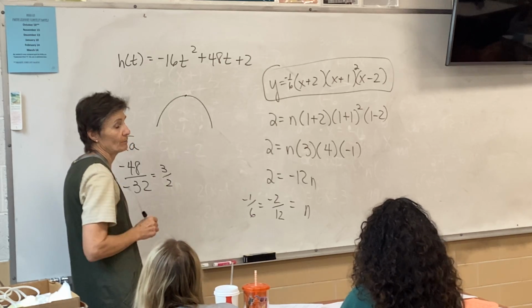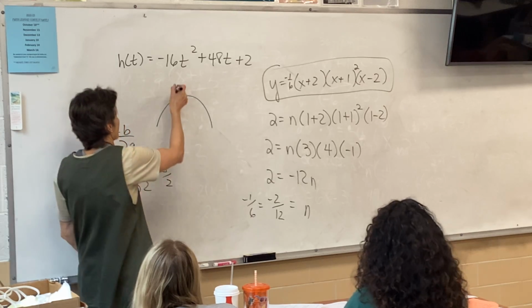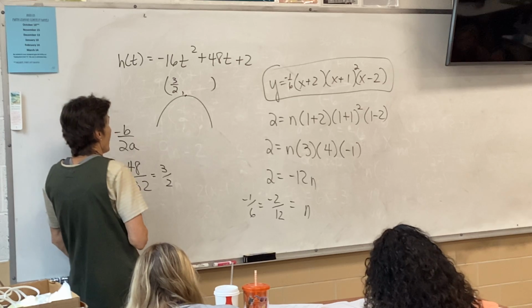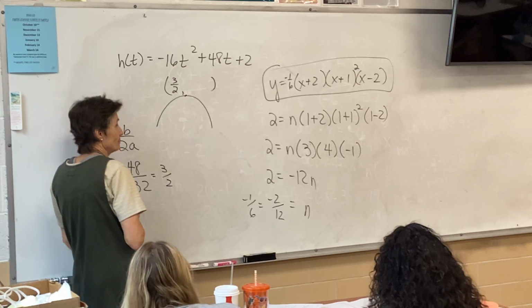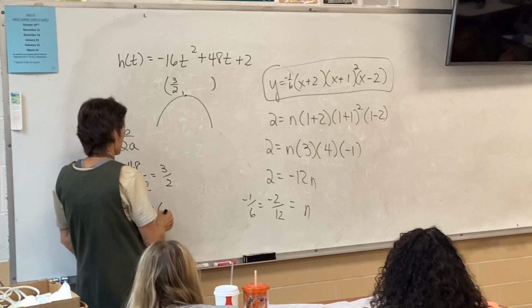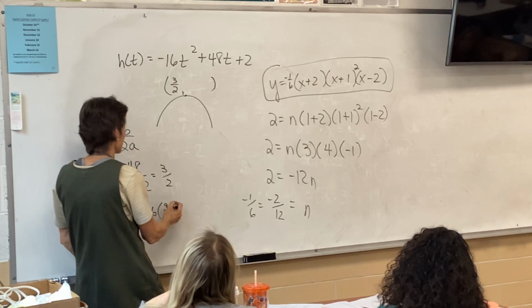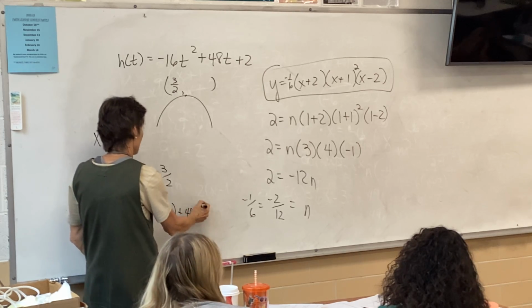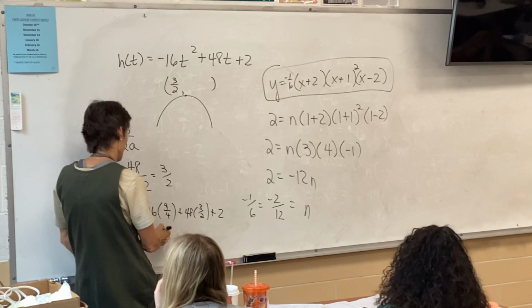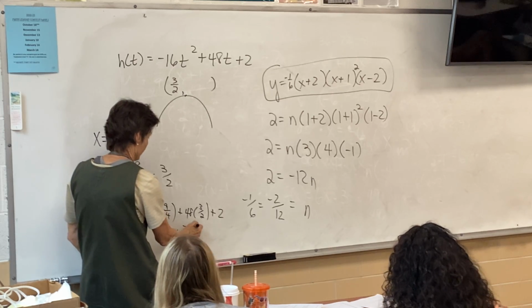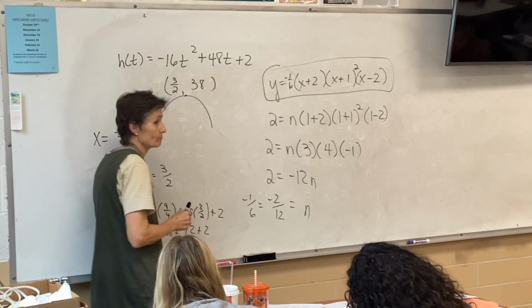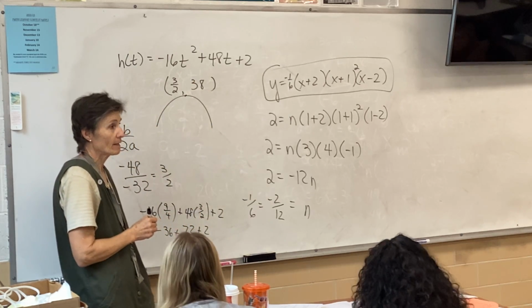You have a calculator. How do I get the other half of it? Plug it in. So negative 16 times 3/2 squared. You guys are using a calculator probably. You don't need a calculator for sure, but you can use one. I got 38. Anybody do it on a calculator get 38?